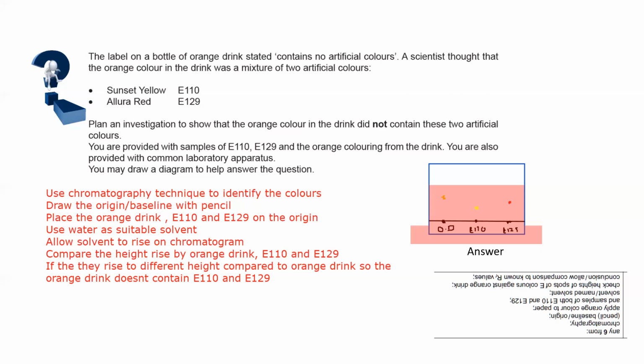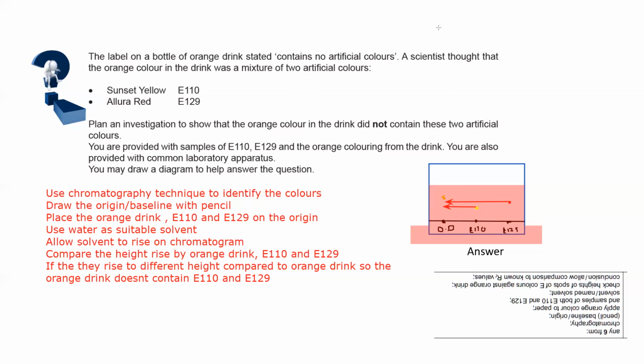How will we know that they really do not contain E110 and E129? We know by measuring the height of the spot. As you can see, E110 does not level up with the orange ring, and E129 does not level up with the orange ring. So if it does not level up with the orange ring, it means it does not contain them, meaning they are not present in the orange ring.